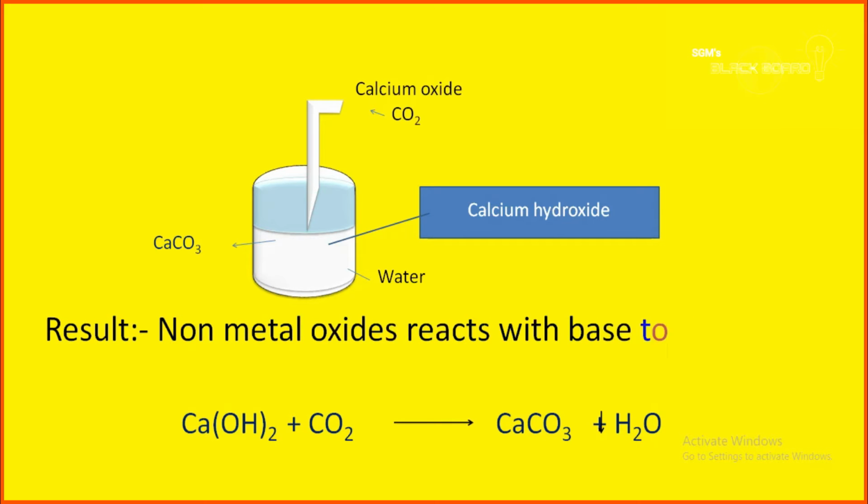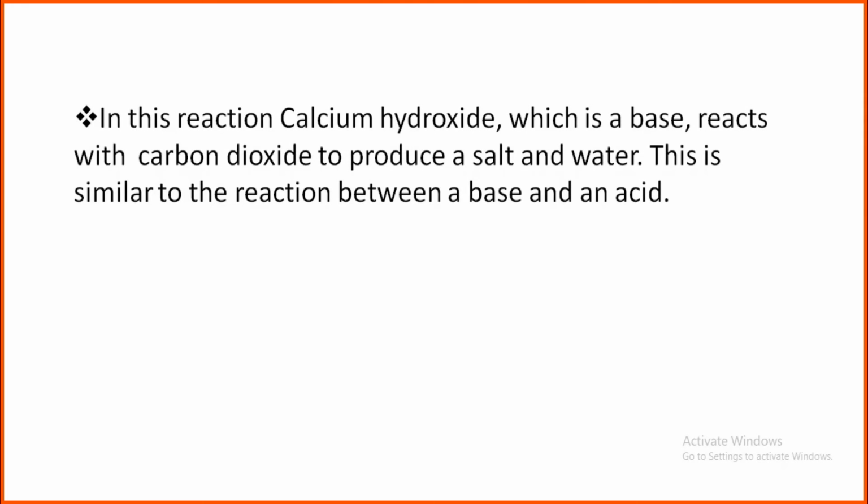Here, non-metal oxides react with a base to give salt and water. Here we can write the chemical equation for the above reaction as Ca(OH)2 + CO2 gives CaCO3 + H2O. By this activity we can conclude that in this reaction, calcium hydroxide, which is a base, reacts with carbon dioxide to produce a salt and water.